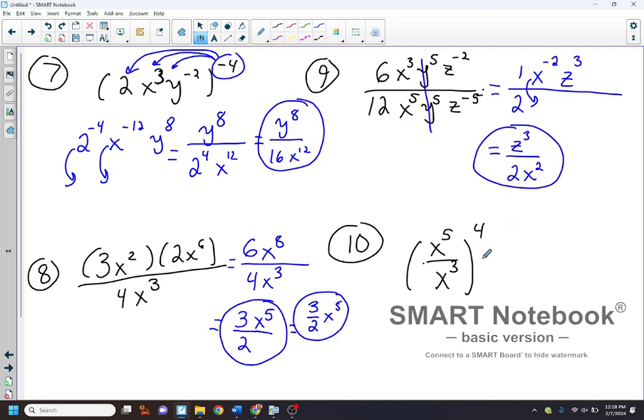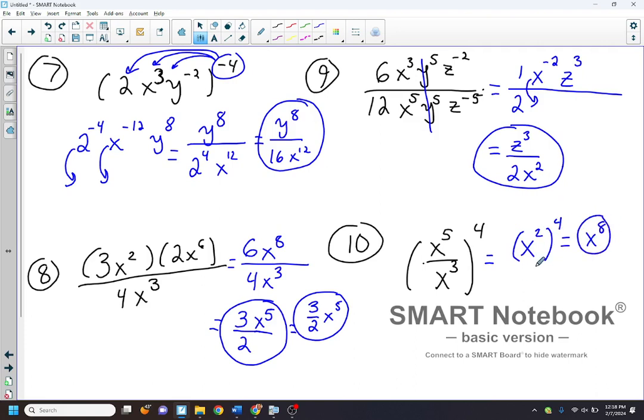All right. Last example here. We also have the graphing one, so I want to go over those too. But x to the fifth, x to the third, we're going to subtract within the parentheses first, just like normal PEMDAS does. Do what's inside the parentheses first before you start bringing things in. So 5 minus 3 is going to be x to the second, to the fourth power. And now we can just multiply. So that's x to the eighth power.